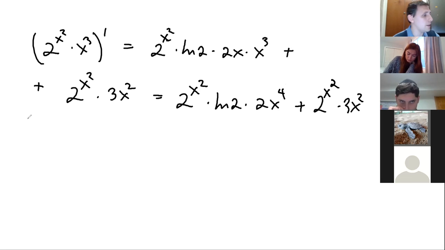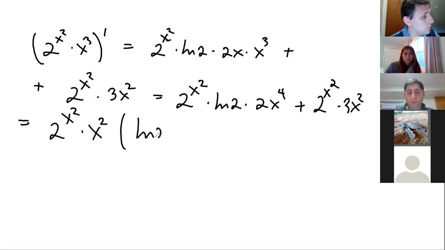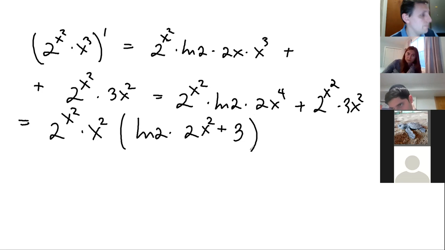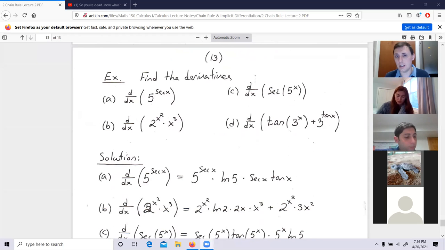If you want to factor something out, it's not important. You can factor out x squared. So you can have 2 to the x squared times x squared, and here you have ln of 2 multiplied by 2x squared plus 3. You can write it like this if you want to. Good? Next question is C, derivative of secant of 5 to the power of x.